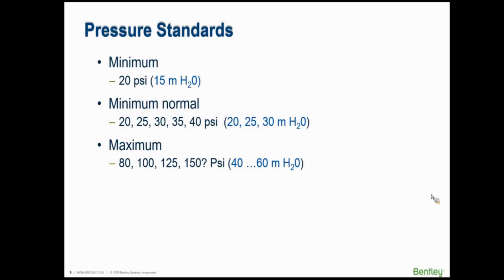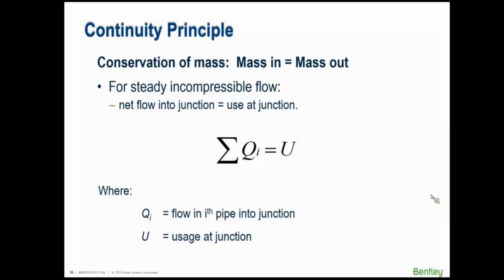Well, there's just 2 fundamental principles that we use. The first one is the continuity principle, and this is pretty simple. Mass in equals mass out. If you have a junction of pipes, the total mass of water into that junction is going to equal the mass out. If it didn't, we would have mass created or destroyed, and we'd have nuclear reactions, and you really don't want that happening in your water system. So it's a very simple principle.